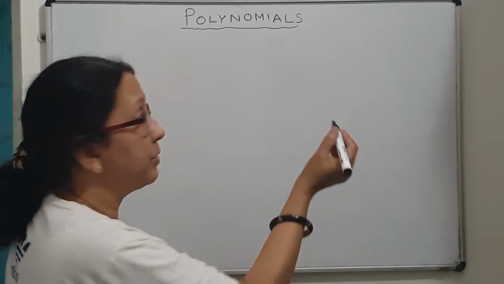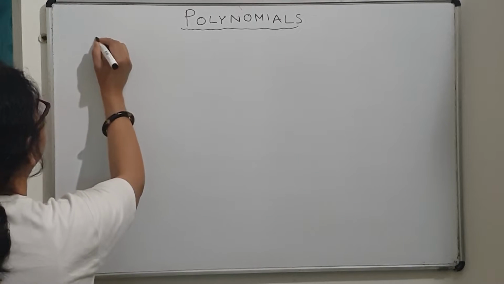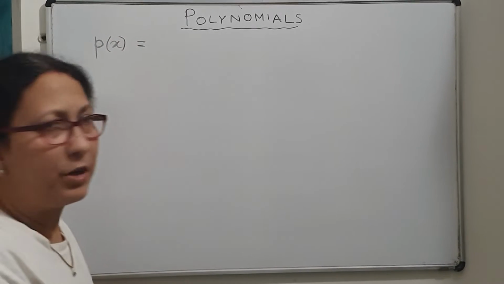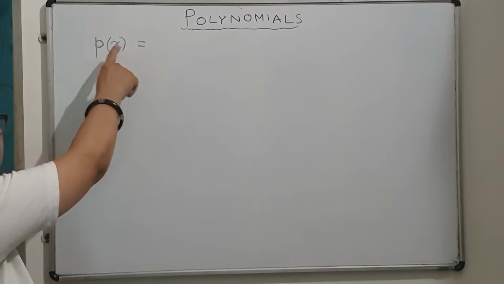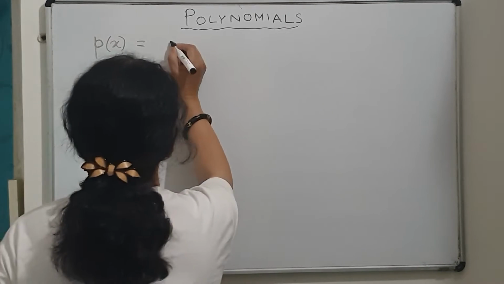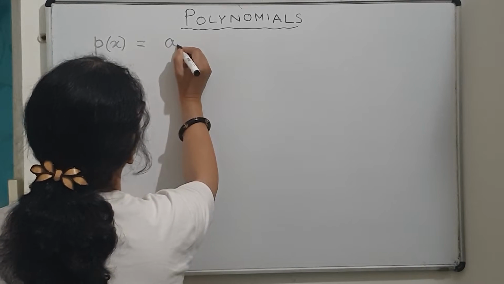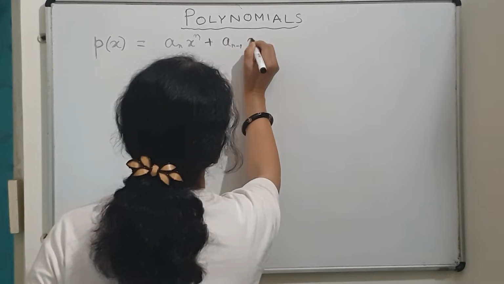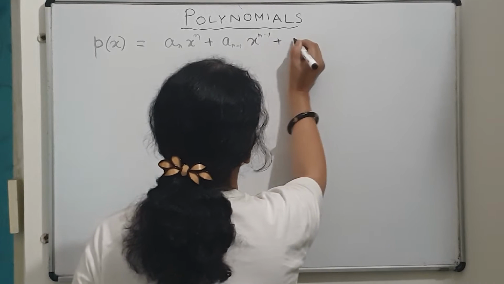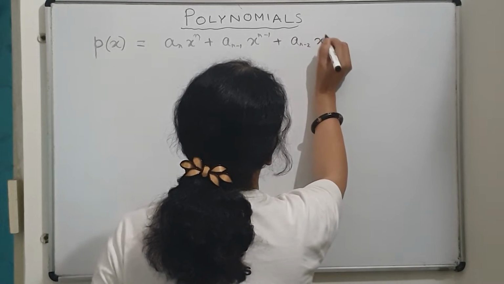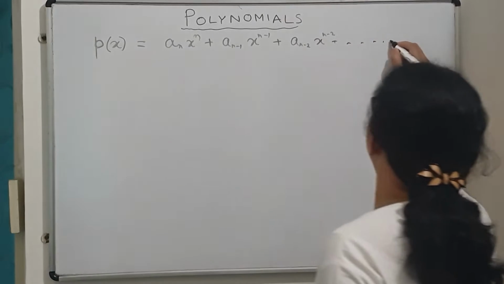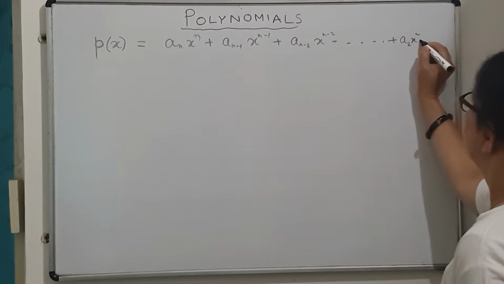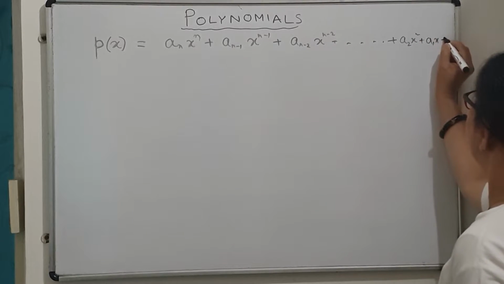So a general expression for a polynomial, when writing, say p of x, we give the name of the polynomial like this, p of x. That is, p is the name of the polynomial, and x in the bracket is the variable associated in the expression. So the general expression is a n x to the power n plus a n minus 1 x to the power n minus 1 plus a n minus 2 x to the power n minus 2, etc. In this way it will go like this, say a2 x square plus a1 x plus a0.